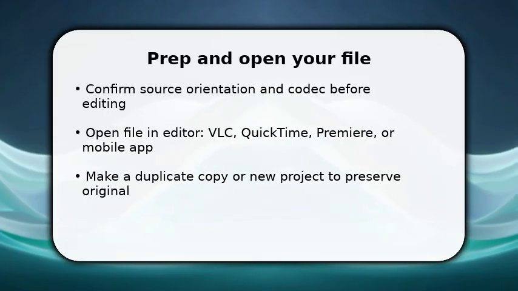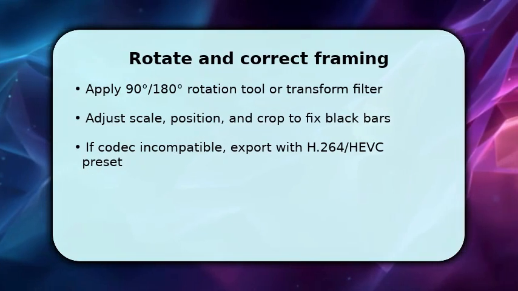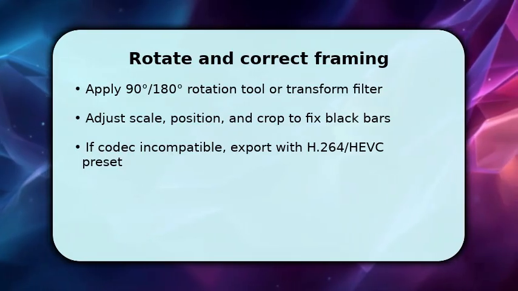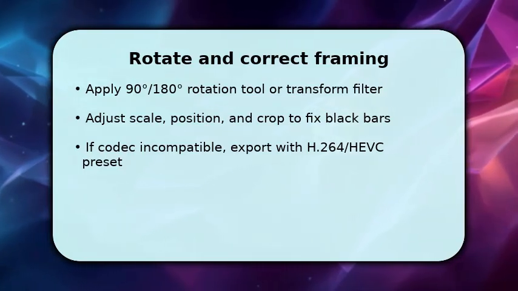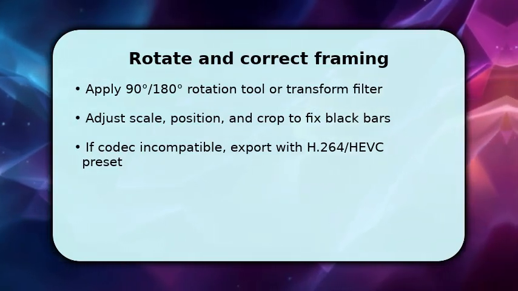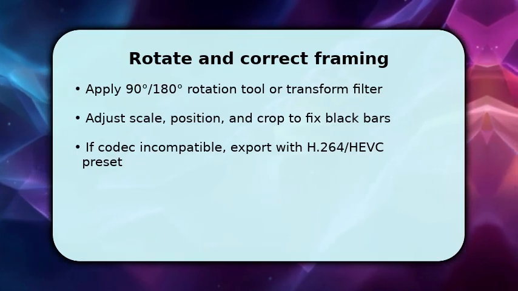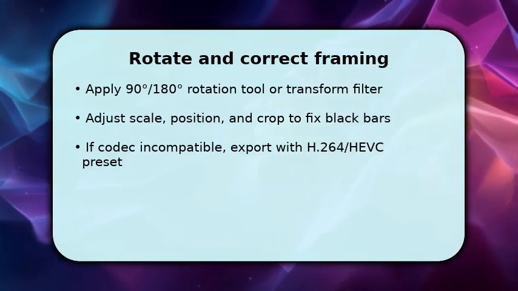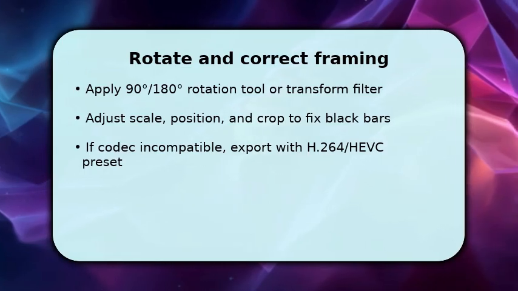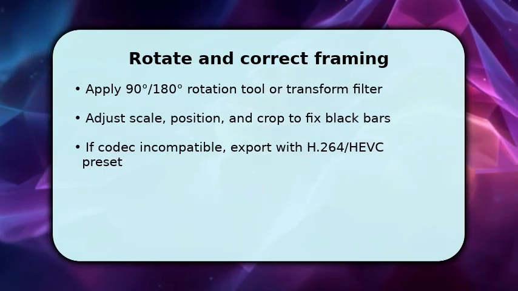Choose 90 degrees, 180 degrees, or the exact angle in the Transform/Filters panel. You'll often need to adjust scale and position after rotating to remove black bars and keep aspect ratio. Use crop if edges are off. Make sure motion and stabilization settings stay consistent.